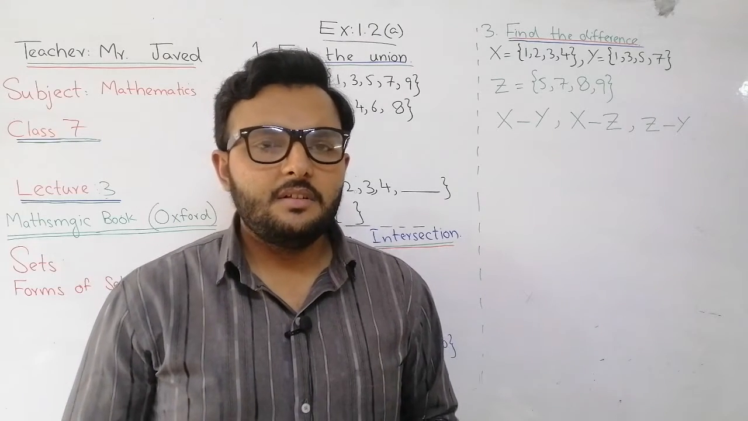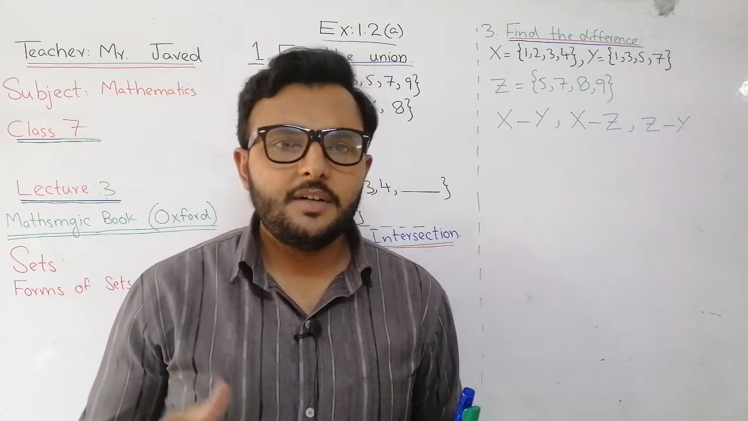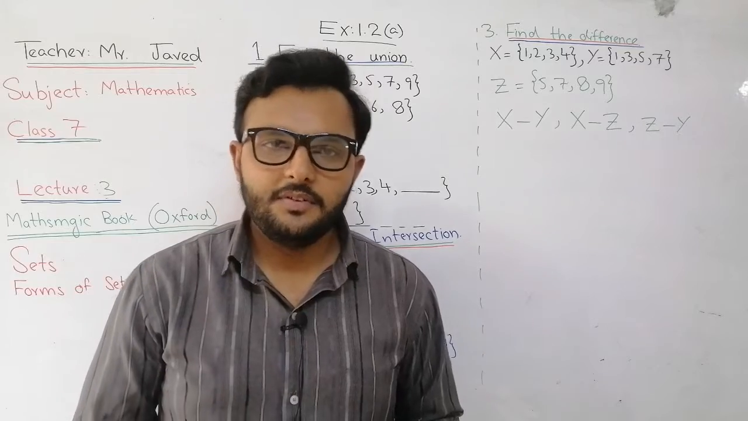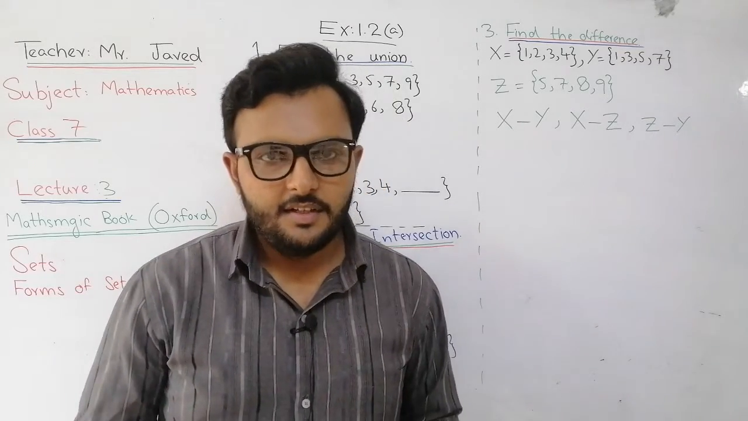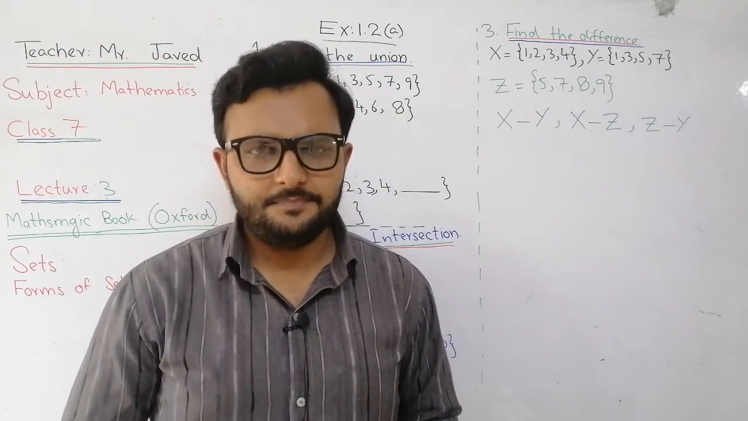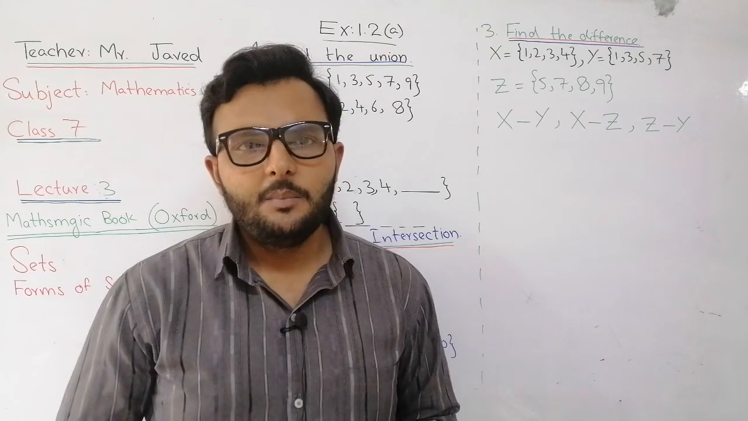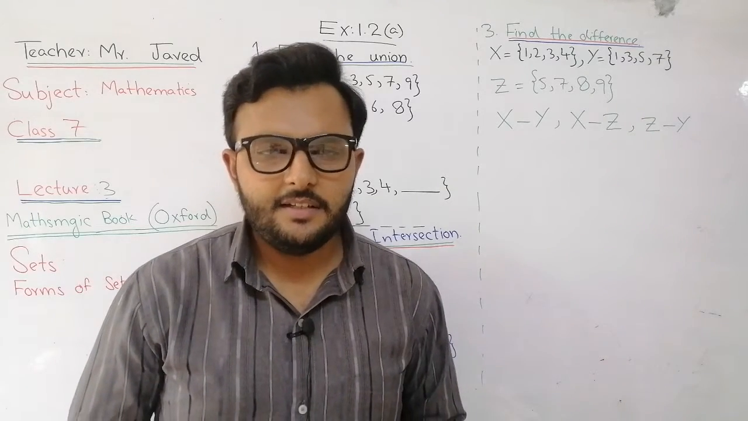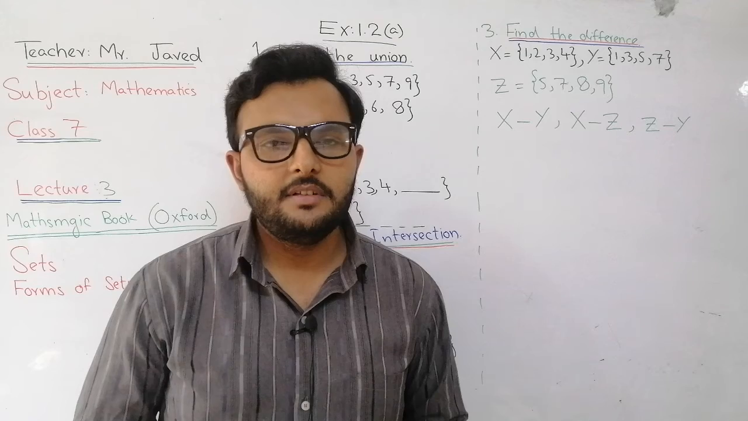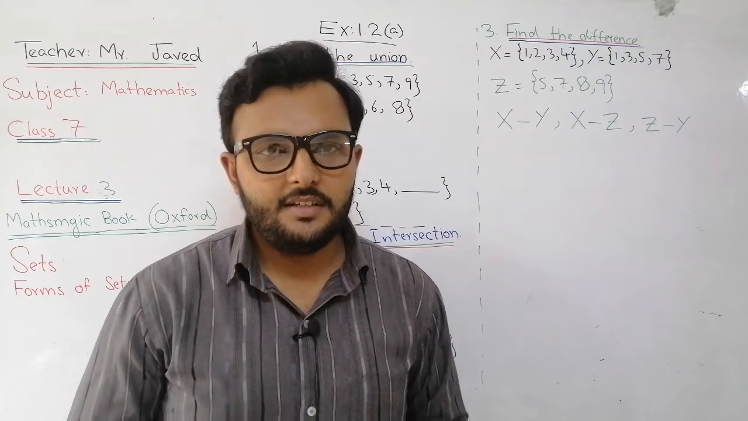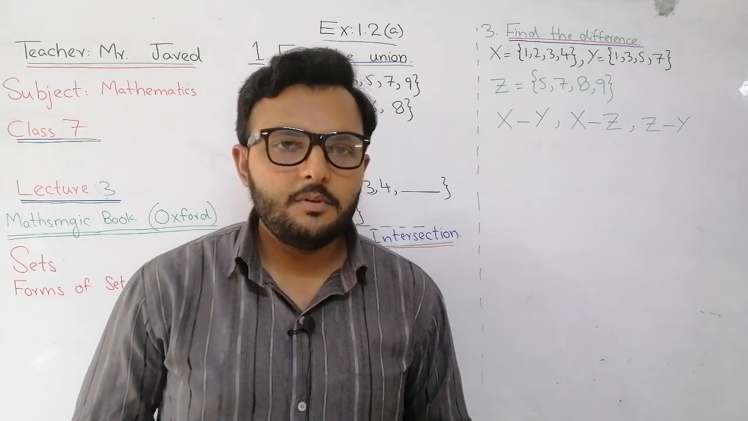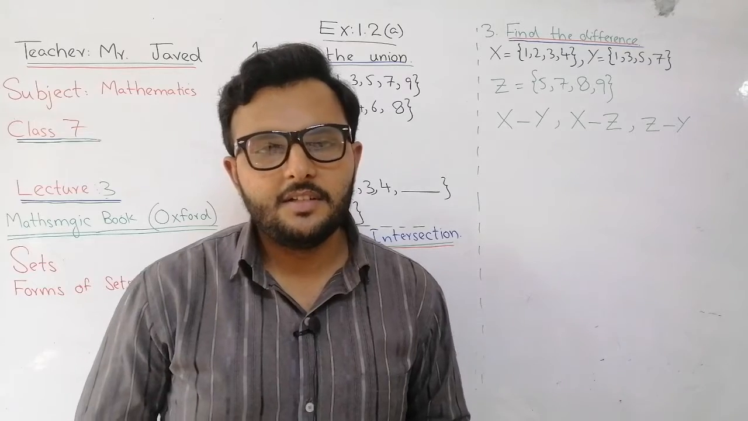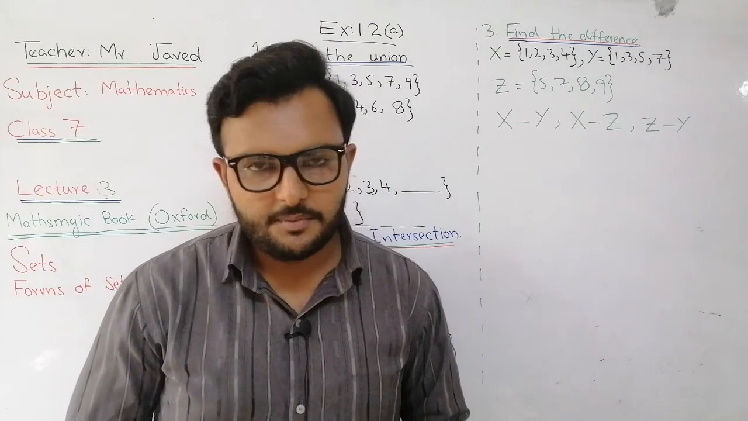In union, if we want to find the union of 2 or 3 sets, we will just combine all the elements, but make sure we will not write any element two times. If an element is repeated in these sets, we will not write it twice in the resulting set.